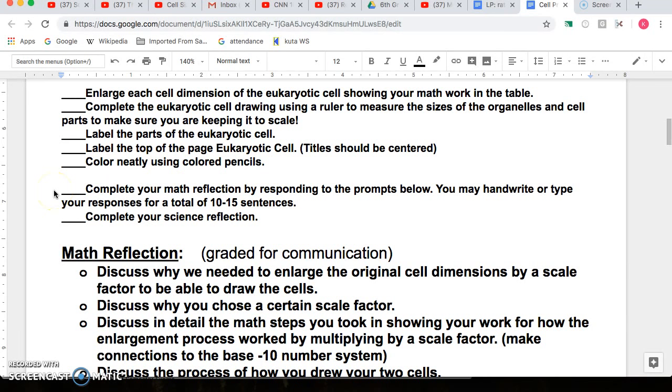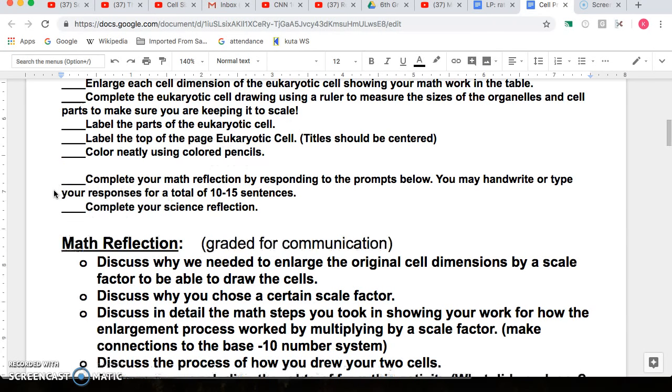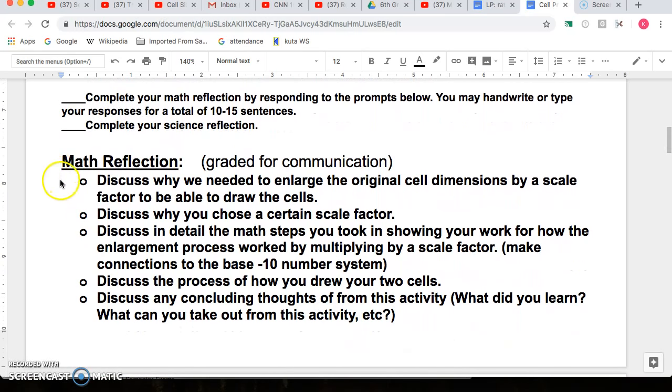When you're done drawing the 2 cells, labeling them, coloring them, all that good stuff, you're going to do a math reflection. And the math reflection is going to be right here. You're going to respond to the prompts. You can handwrite it or type it, and it needs to be a total of 10 to 15 sentences. Then Ms. Kiki will tell you about a science reflection that you're going to do for that part of our project. So the math reflection is going to be graded for communication.